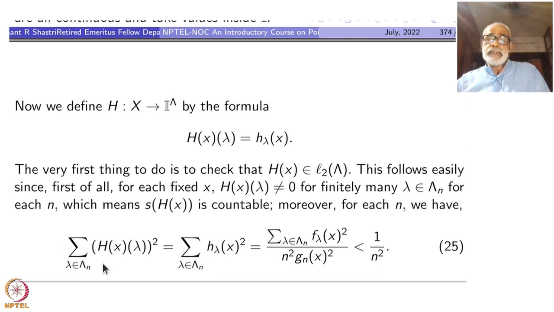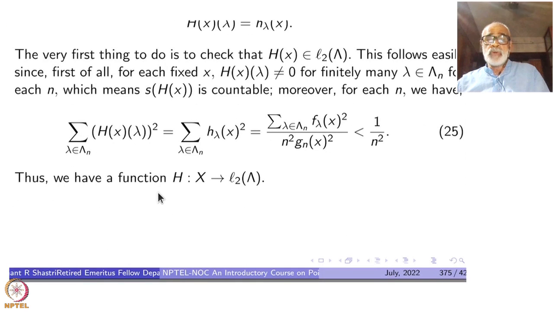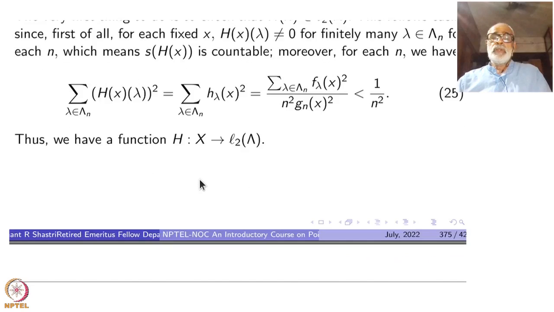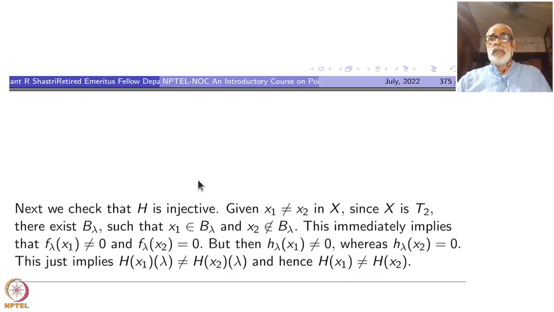If for each n this is less than 1 by n squared, when you take the summation of all of them, that will be less than the summation of 1 by n squared, which is convergent. And we wanted that to be convergent. Therefore, hx is an element of L2. So we have got a function from X to L2.